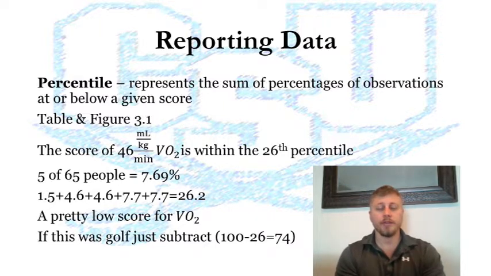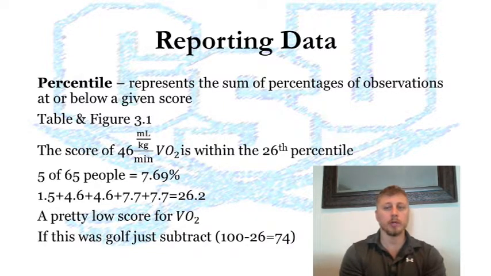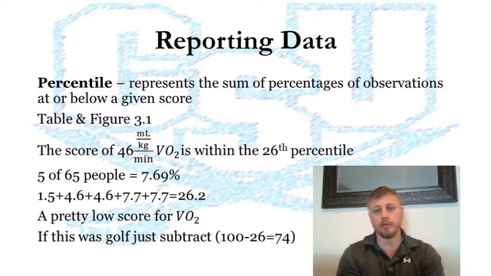But let's change the context a little bit. If we're not talking about VO2, we're talking about GPA, 46 would be considerably low, or the 26th percentile would be considerably low. To change that over, you subtract that 26th percentile from 100, and now you have the 74th percentile. And so that's how you get into that upper percentile margin.